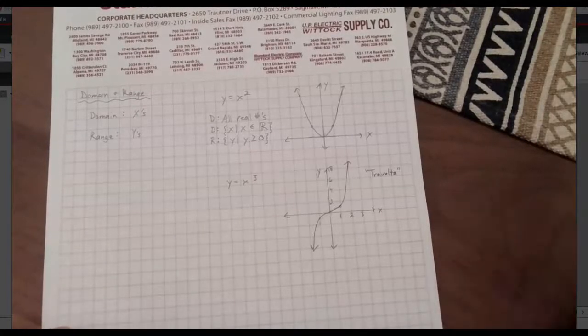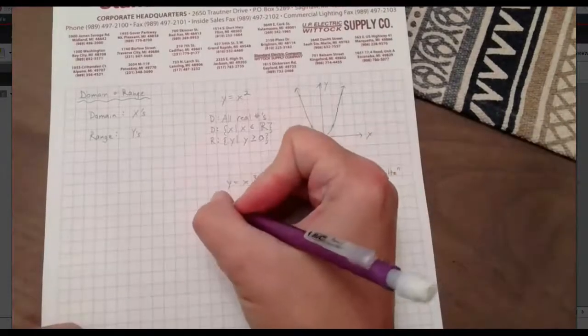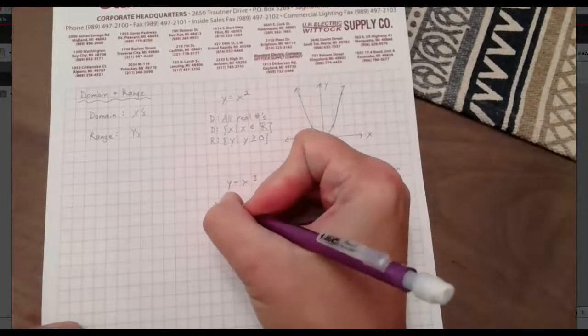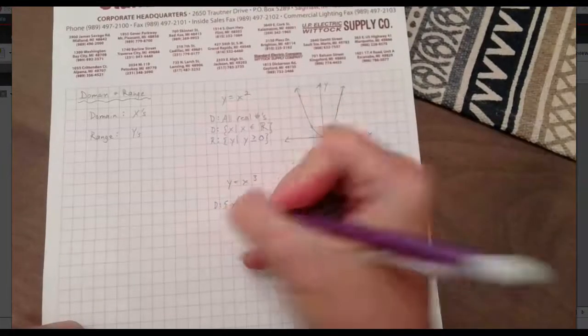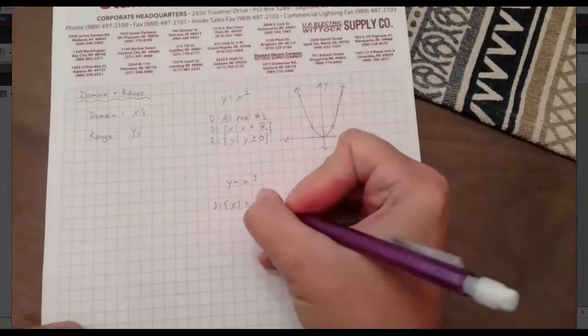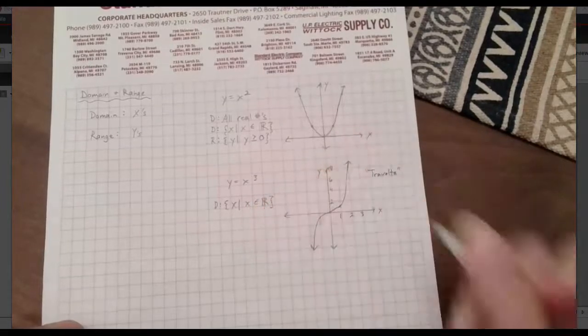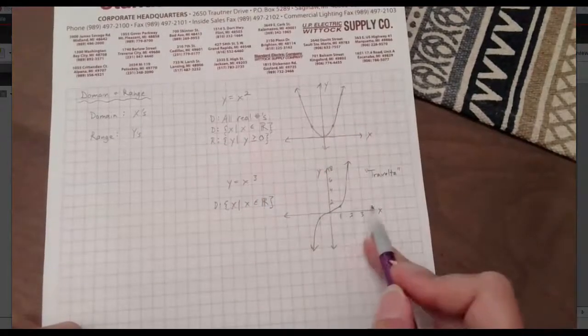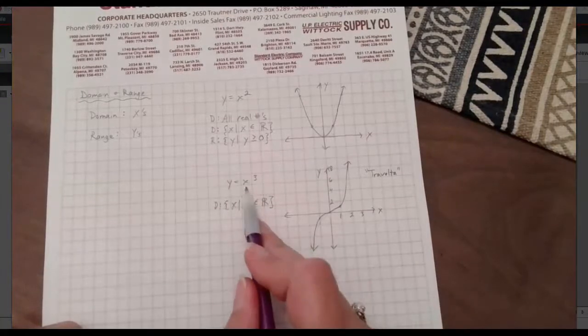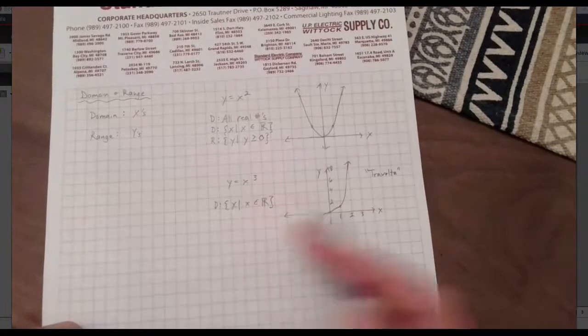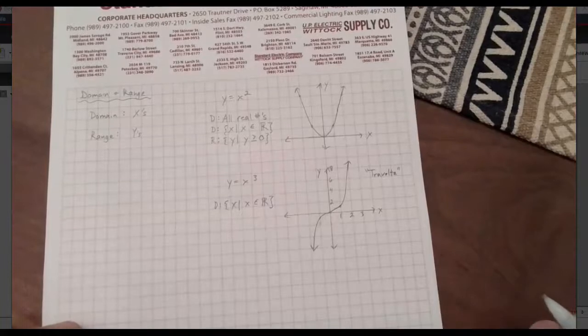There are no holes, there are no boundaries, this thing just keeps going forever and ever. What does this mean? The domain is again going to be the set of numbers x, such that x is a member of the set of real numbers, because it goes forever to the right, goes forever to the left. I can cube positive numbers, I can cube negative numbers. Nothing's going to stop it.